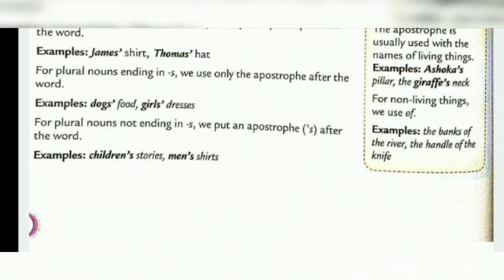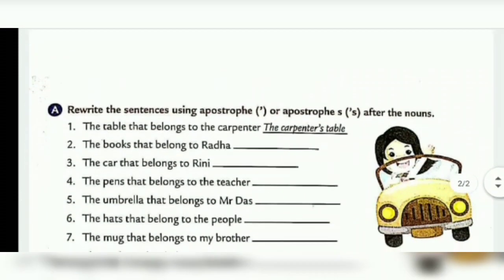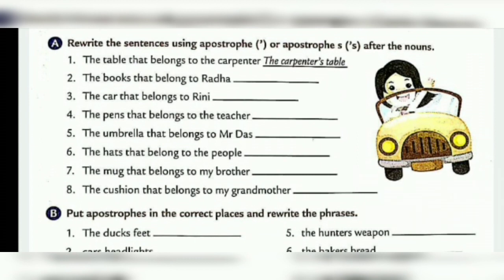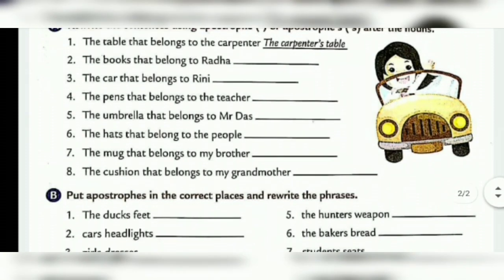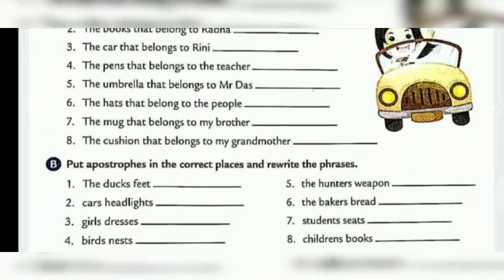write the exercise. The worksheets will be helpful to you to write these exercises. Exercise A, rewrite the sentences using apostrophe or apostrophe s after the nouns. The first one has been done for you. First, the table that belongs to the carpenter: the carpenter's table. Second, the books that belong to Radha, dash. The car that belongs to Rini, dash. The pens that belong to the teacher, dash. The umbrella that belongs to Mr. Das, dash. The hats that belong to the people, dash. The mug that belongs to my brother, dash. The cushion that belongs to my grandmother.